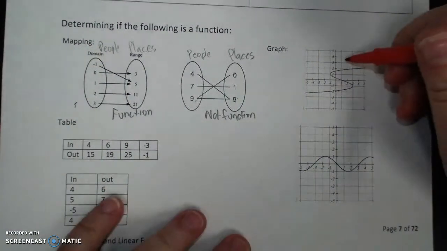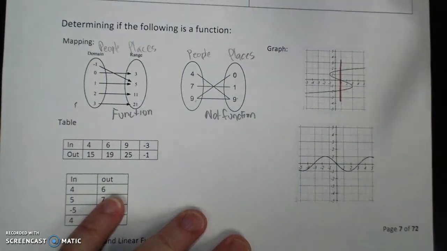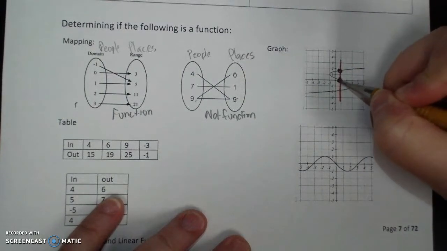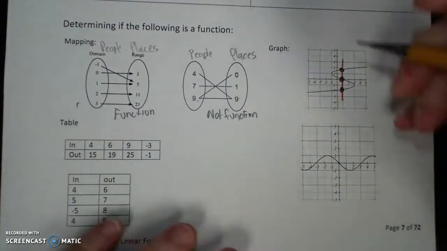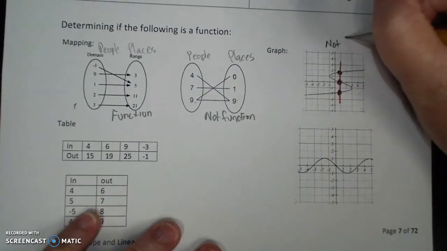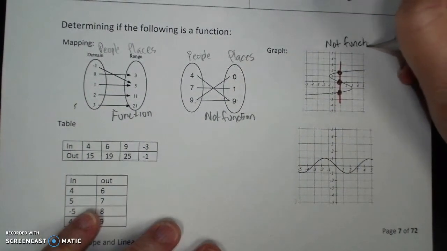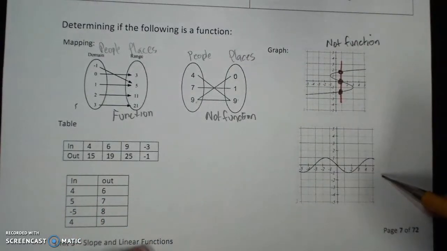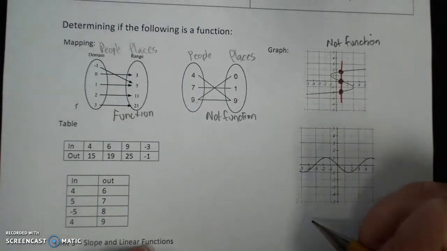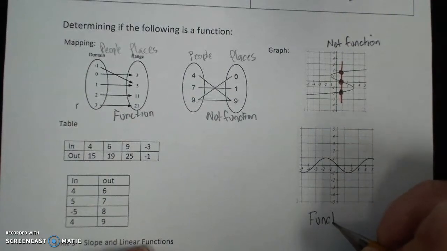From a graph, I'm going to draw a vertical line and notice it hits in 3 places. That is not allowed, so that is not a function by failure of the vertical line test. I cannot draw a vertical line through 2 points, so that is a function.